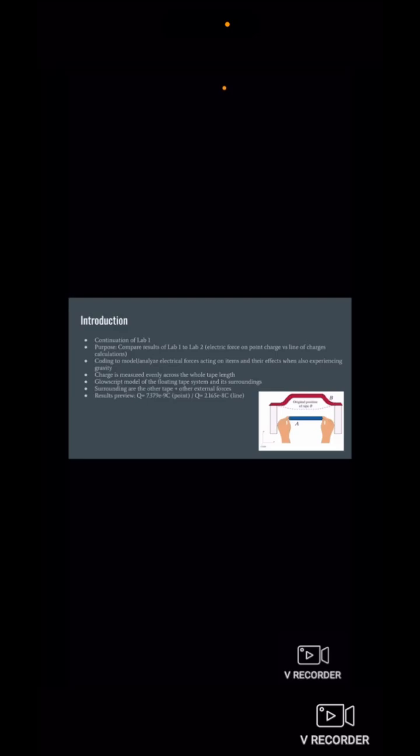For this assumption, we said that the charge is measured evenly across the whole tape length, where the floating tape was the system and the surroundings were the other tape and gravity and all that, like external forces. And then the preview of the results is down below for the numbers as well, for the point versus the line charges. Physics explained, this is the same thing that we had to use in the last lab.